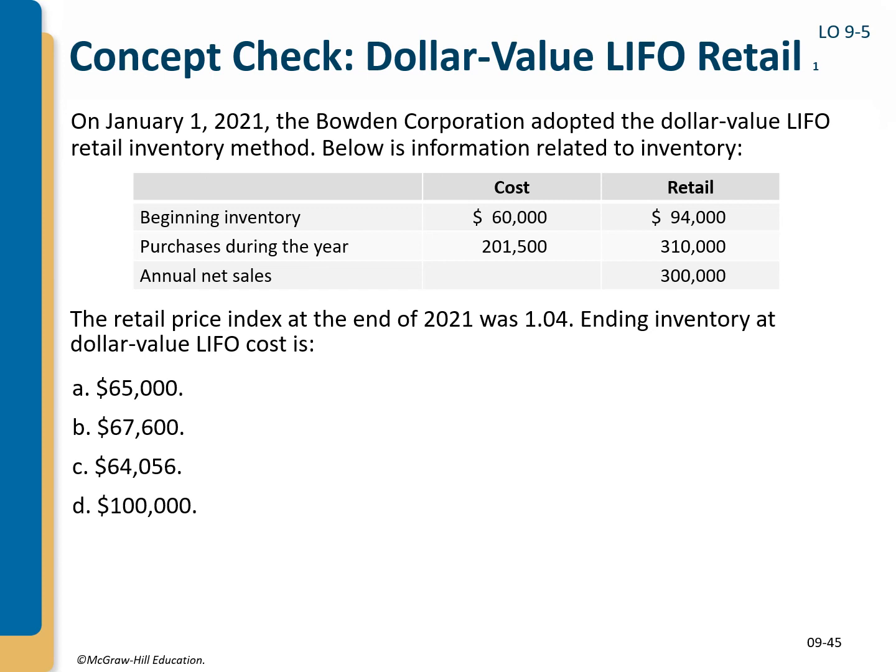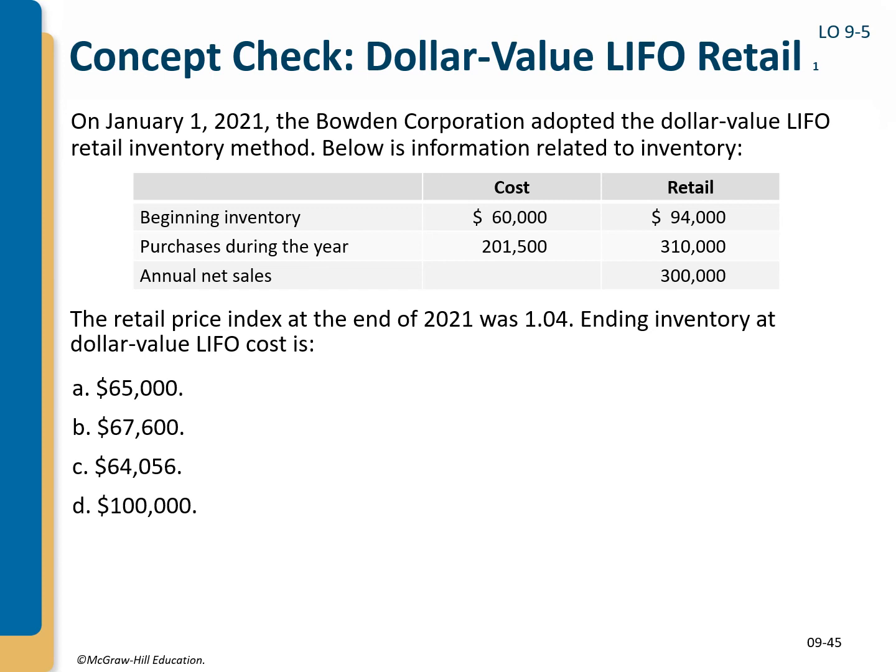Then we're going to find a cost to retail percentage for our purchases for the year. So it's very simple and straightforward. Cost is 201,500 divided by 310,000, 65%. Okay. All right. Now we're using dollar value LIFO.